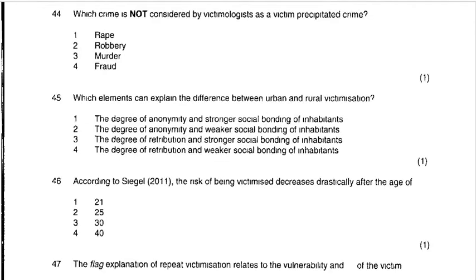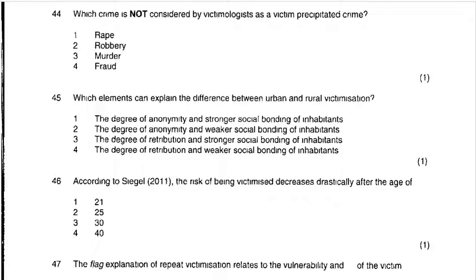44. Which crime is not considered by victimologists as a victim-precipitated crime? The answer is 4. Fraud. This is found on page 33 of our study guide.